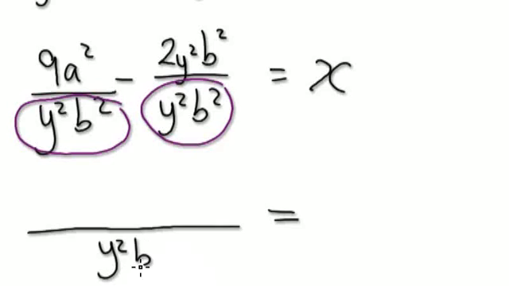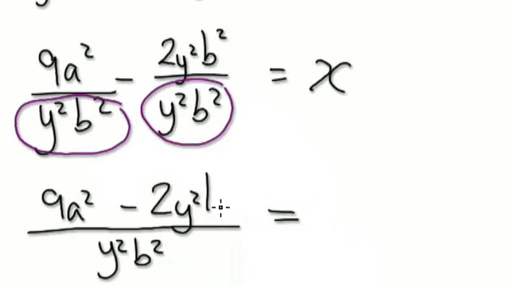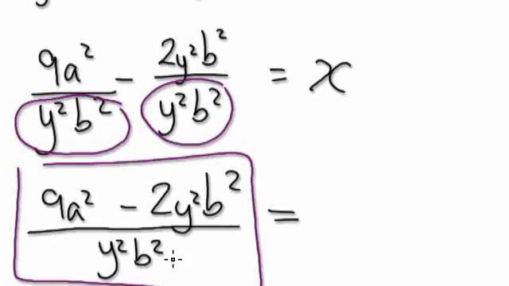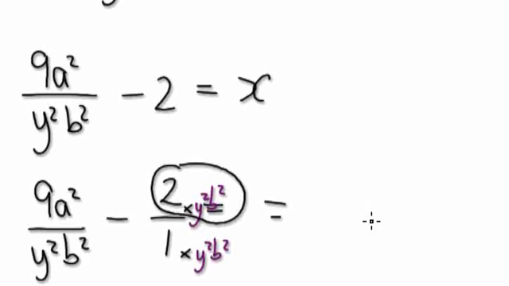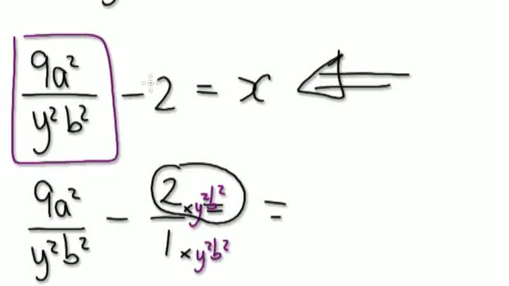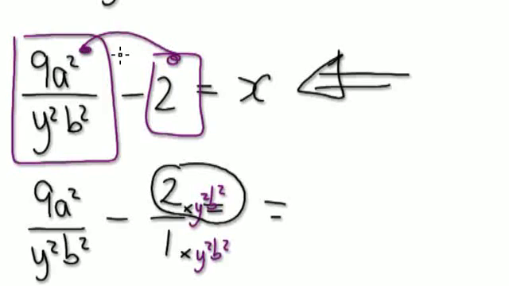So at the bottom it will still be the same. At the top it will be 9a squared minus 2y squared b squared. It might look messier, but it's actually one fraction. Up here, you're pretty much done. I know this looks neater, but here you've got two blocks, if you like. We can merge into one.